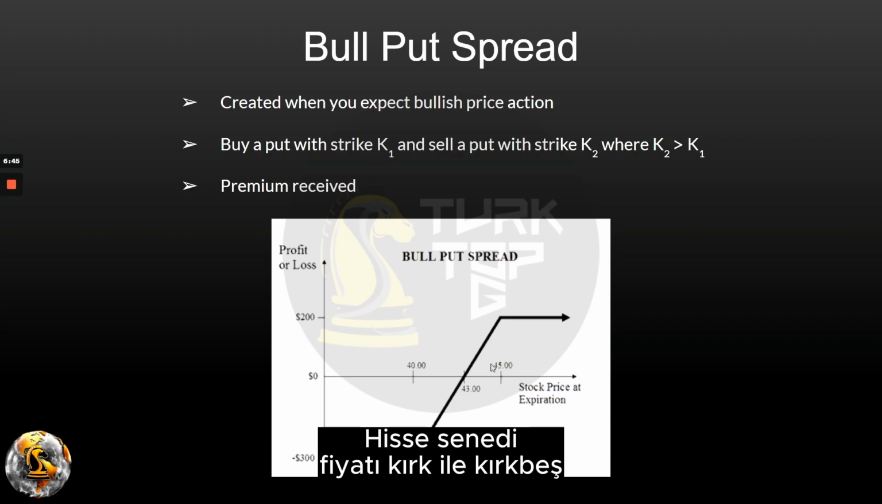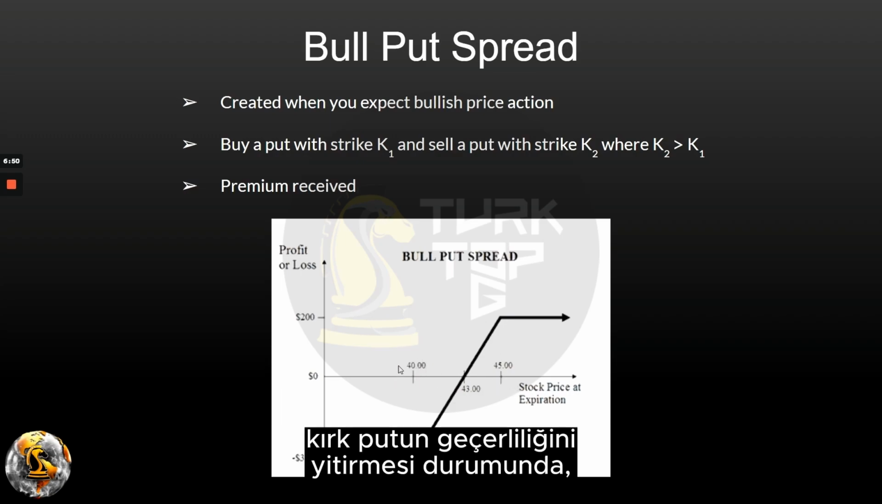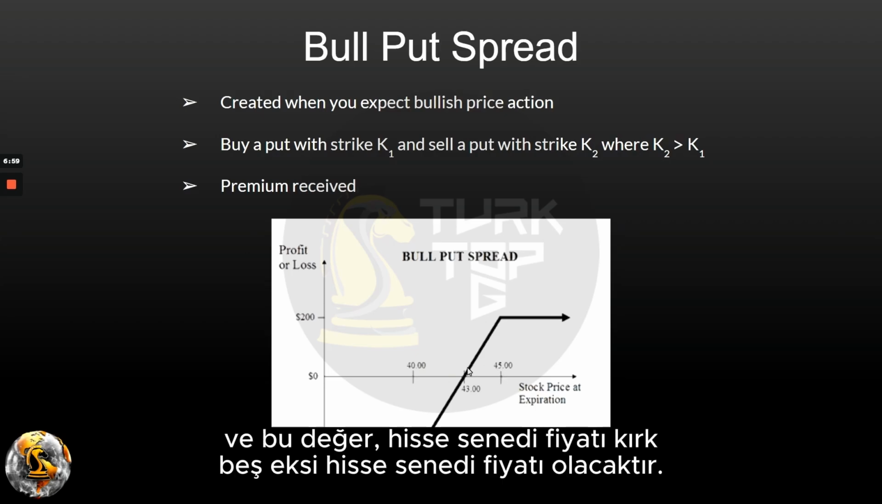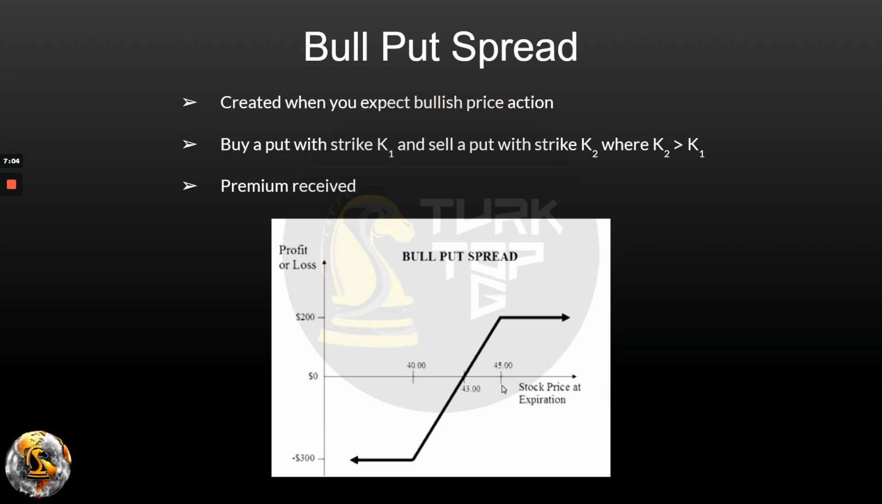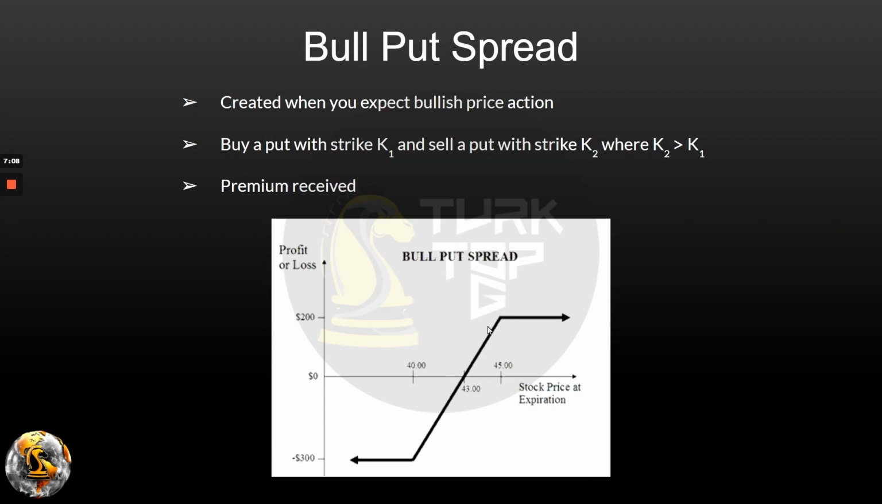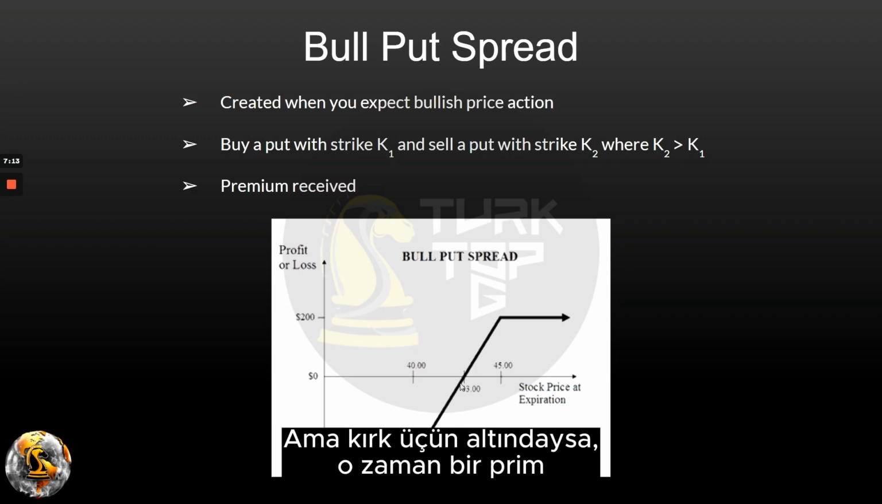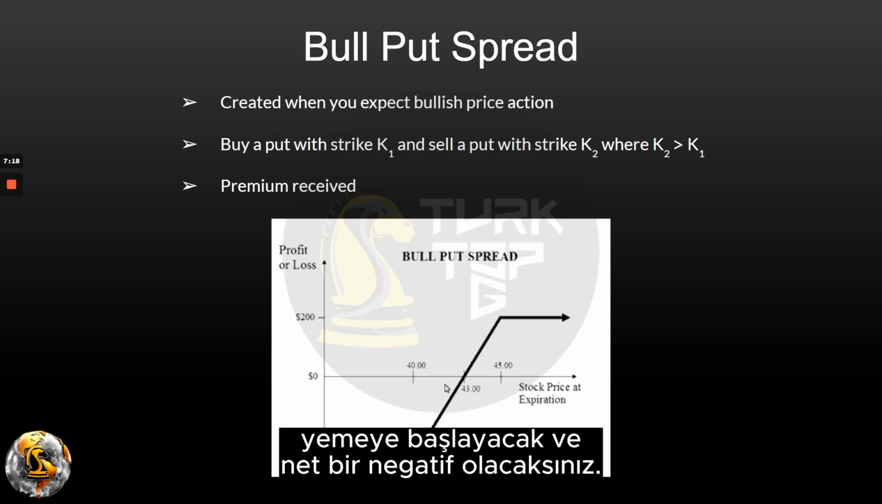If the stock price is between 40 and 45 on expiration, the 40 put is going to expire worthless, but the 45 put will have some value. And that value would be 45 minus the stock price. So as long as it's above 43, you will still have some money, you will be a net positive on expiration based on the premium you got at the start. But if it's below 43, then it will start eating away on your premium and you will be a net negative.